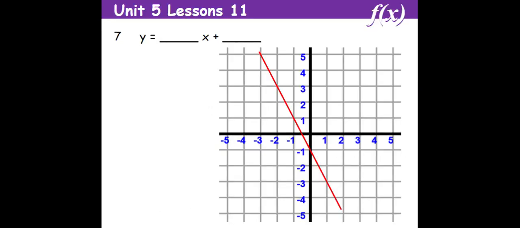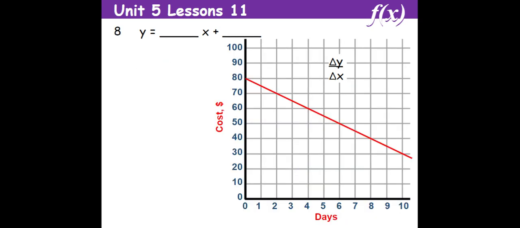Number 7, we want to find the slope and the y-intercept. Looking at the graph, the slope will be negative. We are going down 2 and over 1, so our slope is -2. The y-intercept is crossing at -1, and so that is our y-intercept.